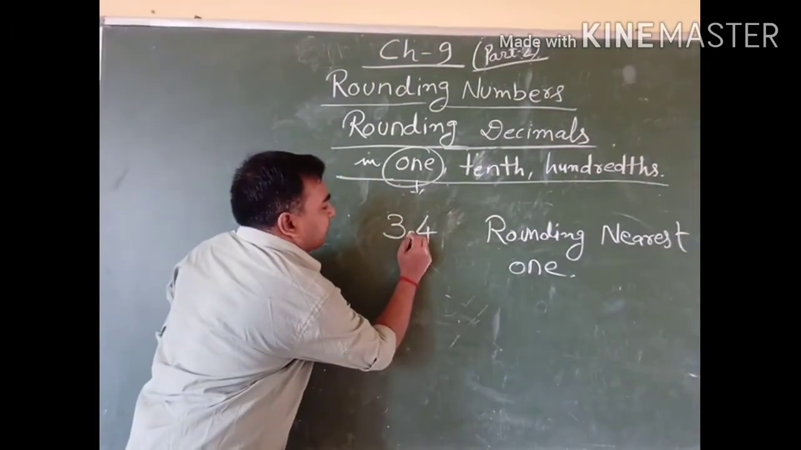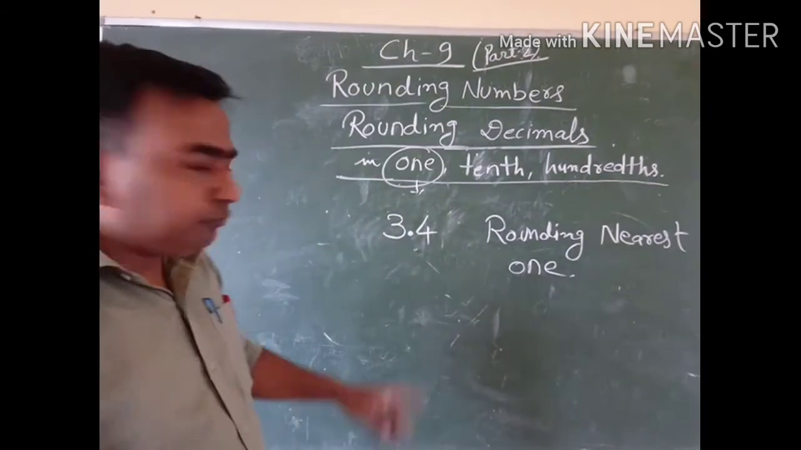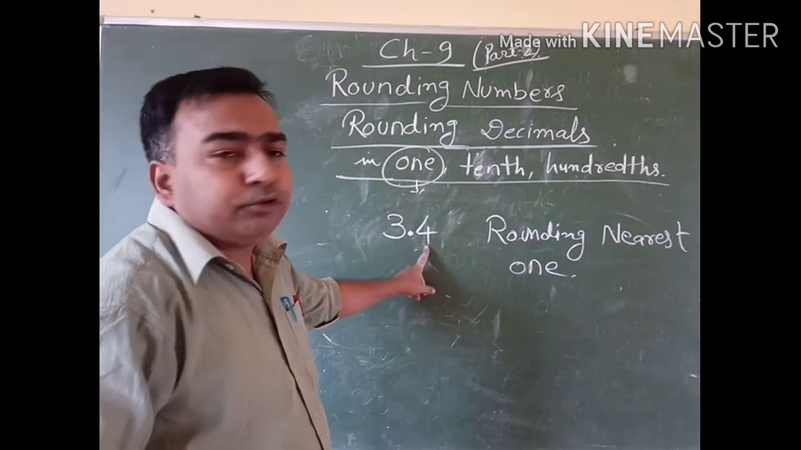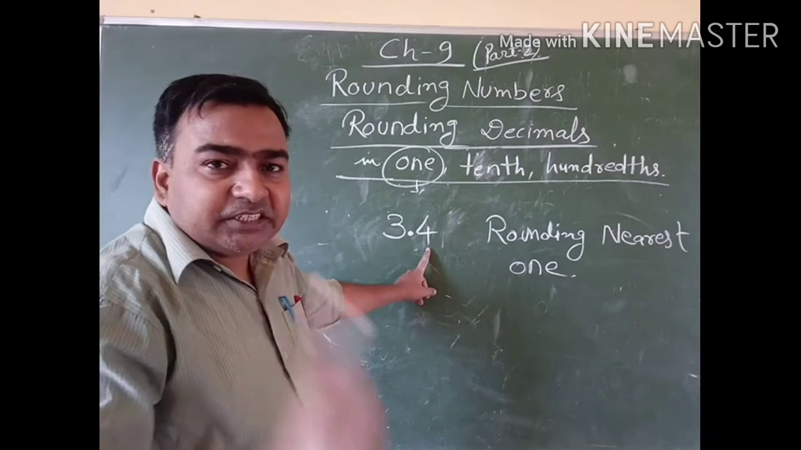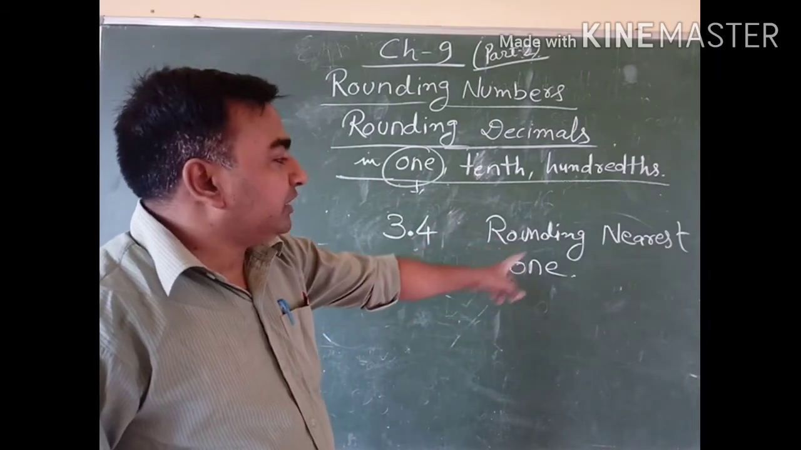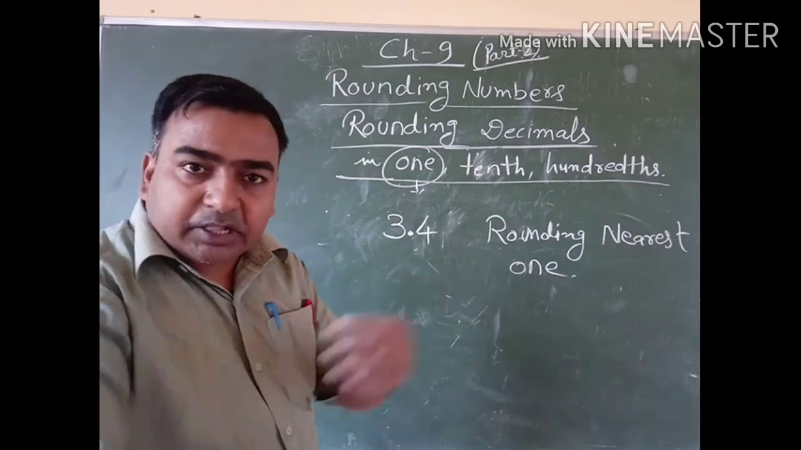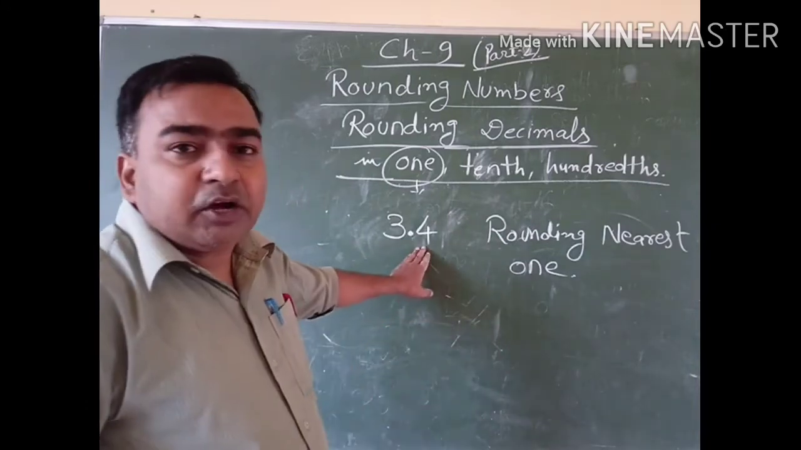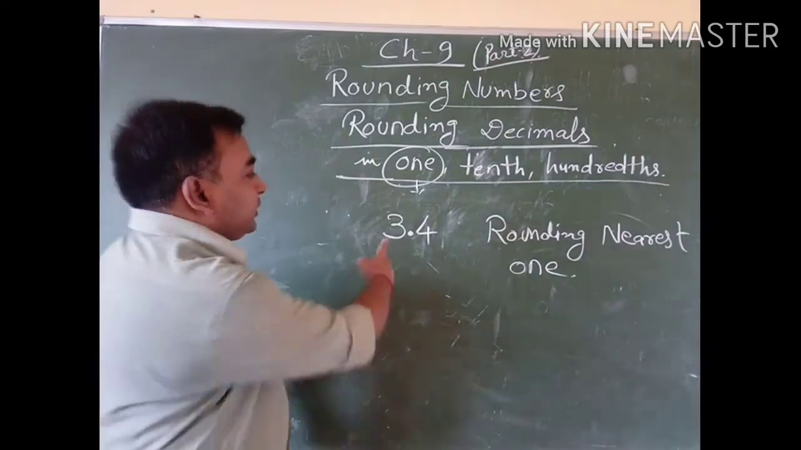When we put a decimal, 3.4, after the decimal there is only a single digit. That's why this question says rounding to the nearest one. इसमें चेंज करना, मतलब होल नंबर में चेंज करना. इसका होल नंबर क्या होगा? अगर नियरेस्ट में लिखेंगे राउंडिंग में तो 3.4 का क्या होगा?